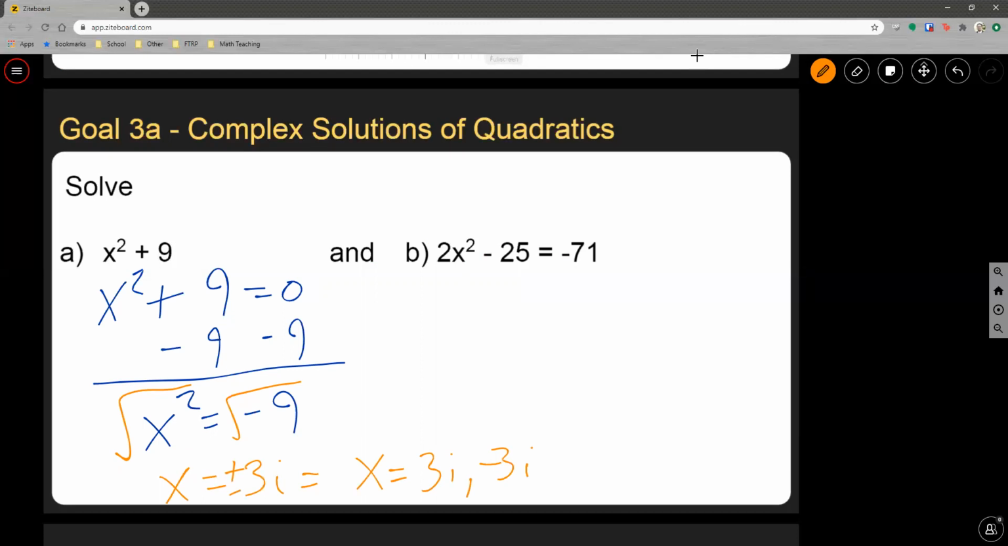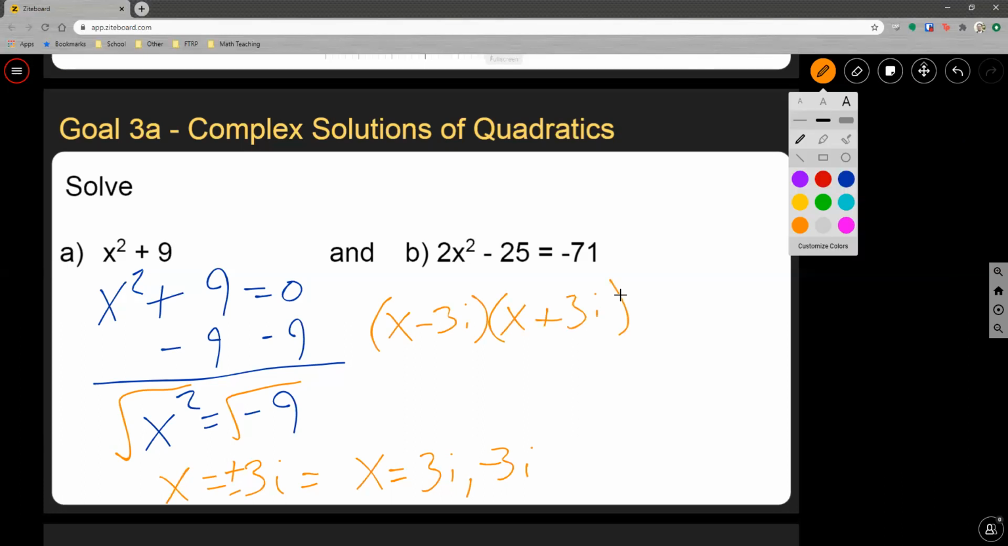If you want to see how that works, we can plug those back into the equation. Let me take a screenshot of the second equation. We'll do that in the black area. So if I have x equals 3i and x equals -3i, you can technically say that we've got an intercept form, x minus 3i and x plus 3i.